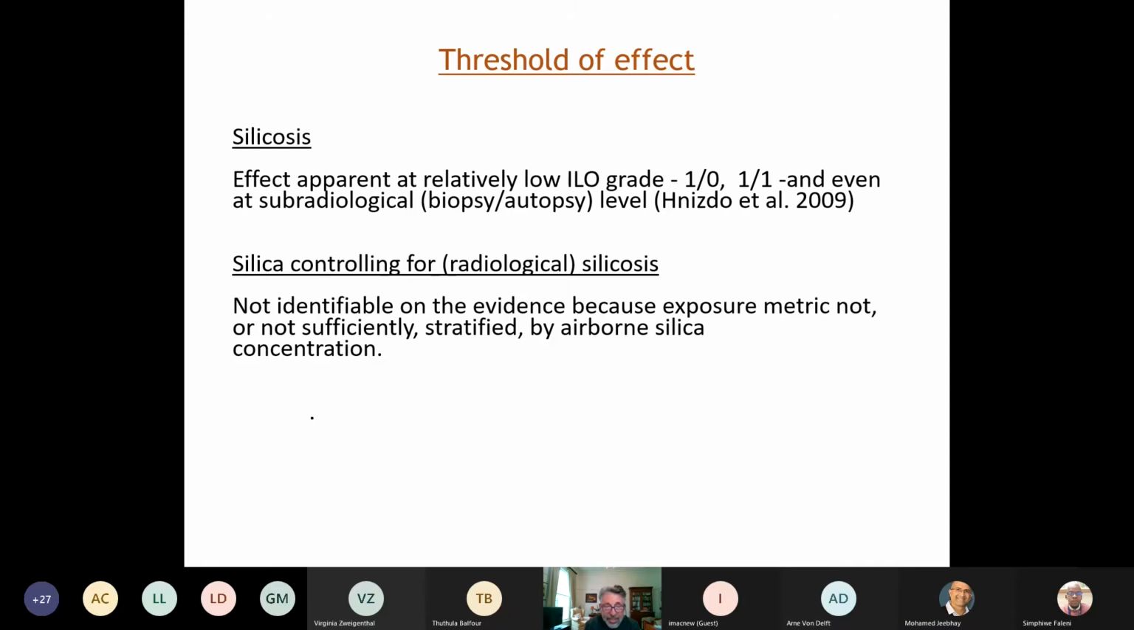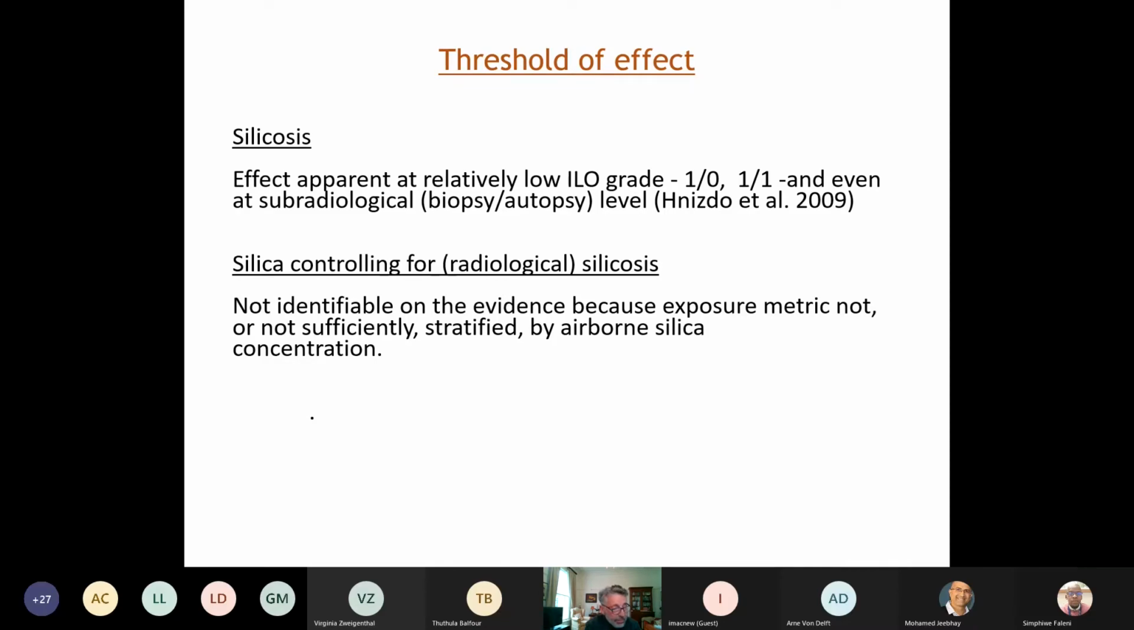And strikingly, in the study of Nijdo, they had subradiological data, based on autopsy material. They were able to show that as the extent of autopsy silicosis increased, the risk of tuberculosis, also found at autopsy or recently in life, rose. So even at a subradiological level of silicosis, there is a signal of an increased risk of tuberculosis.